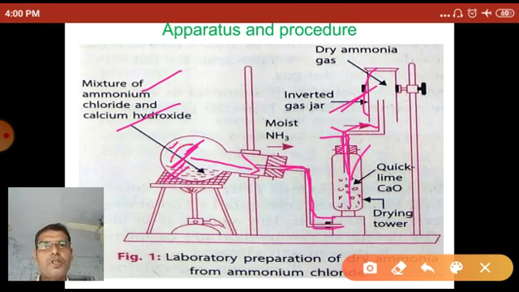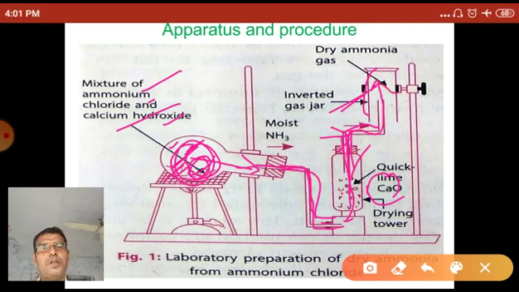So the ammonia gas forms in this round bottom flask due to the reaction of ammonium chloride and calcium hydroxide by heating, and that ammonia gas passes through these delivery tubes and comes into the drying tower. In the drying tower, quicklime absorbs the moisture, and that ammonia gas again passes into the inverted gas jar, and in the inverted gas jar the ammonia gas is collected. So through these procedures we can prepare ammonia in the laboratory.